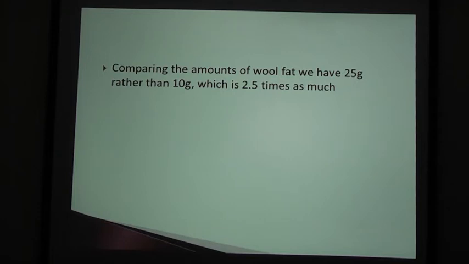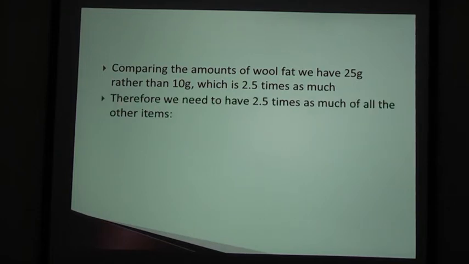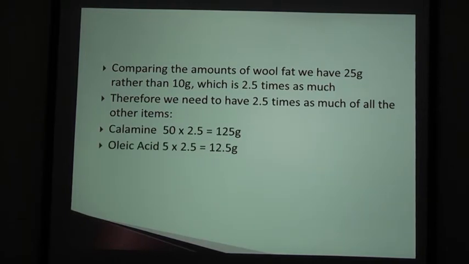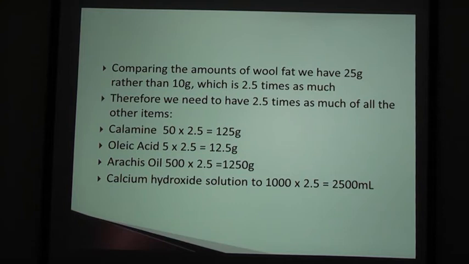In that case, all you then have to do is take the ingredients and multiply them all by 2.5. So the calamine times 2.5, oleic acid times 2.5, arachis oil times 2.5, and the calcium hydroxide by 2.5, and that will tell you that you can make 2,500 mils. So that's a quick and easy way of answering these questions.